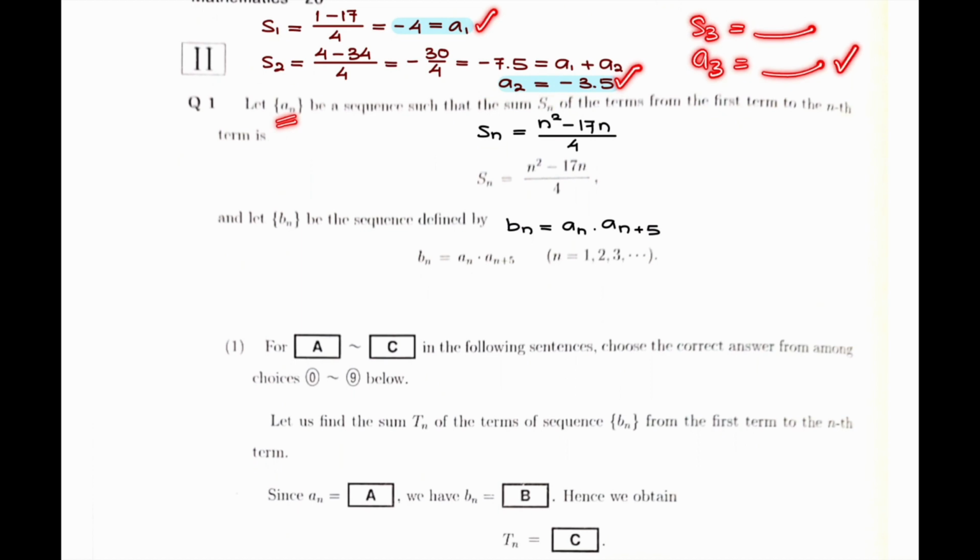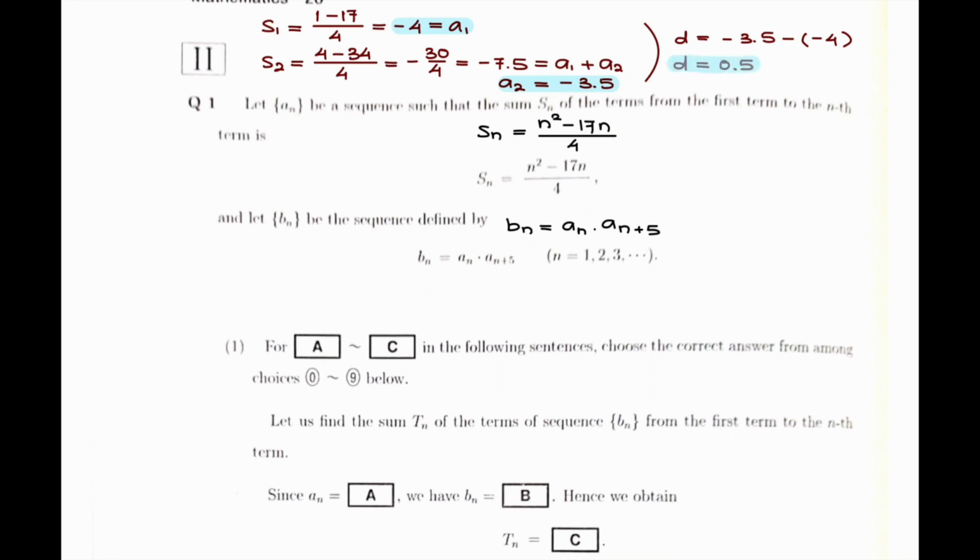By finding the common difference of these first 3 terms, you can be sure that AN is an arithmetic progression because the common difference is constant or consistent. So I will directly find the common difference here. The common difference is basically the second term minus the first one. So negative 3.5 minus negative 4, I will obtain 0.5 for the common difference.